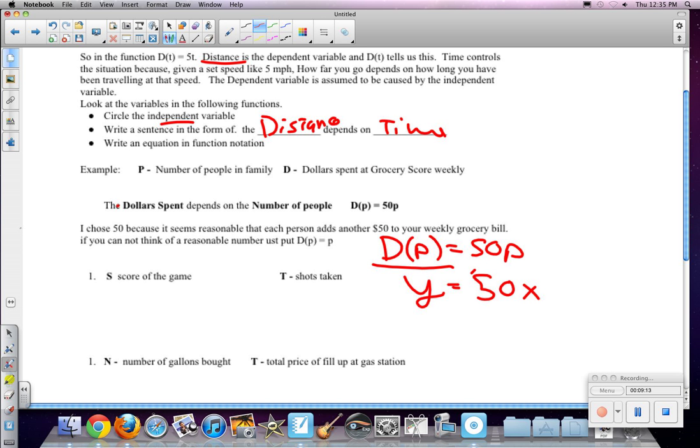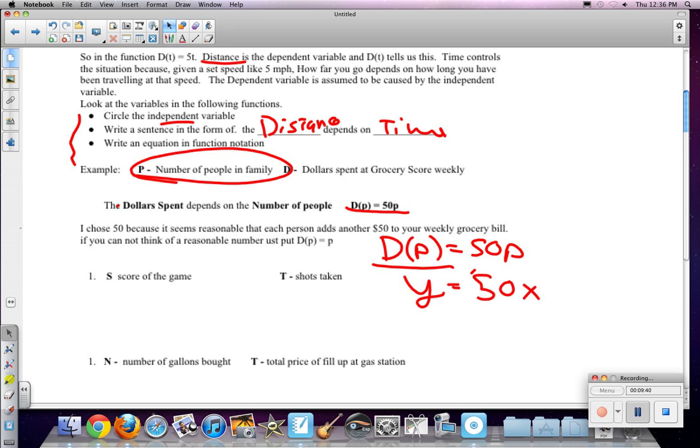Does everybody see what I want you to do here? I want you to go through and circle the independent variable. The number of people in the family is the independent variable in this case, because the dollars spent depends on the number of people. More people, you're going to spend more money. And then here's my equation. I want you to do each of these steps for these next ones down here. Just work on that, and we'll write it up here on the board in a second.